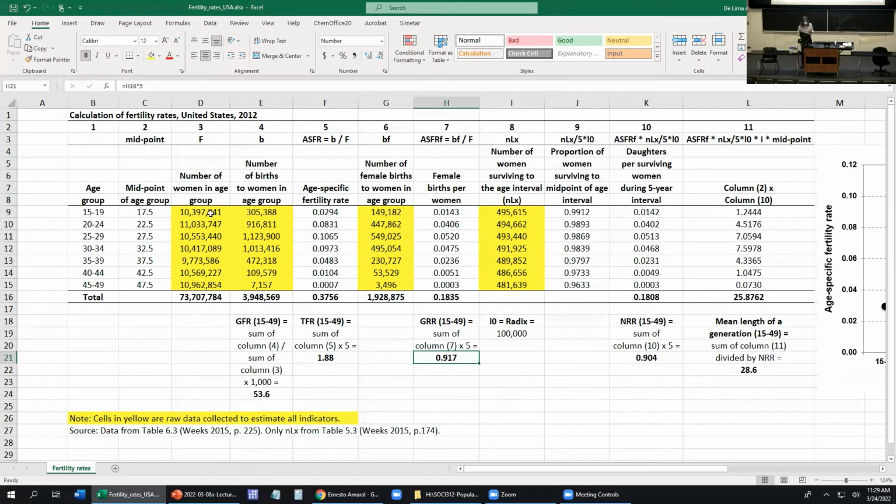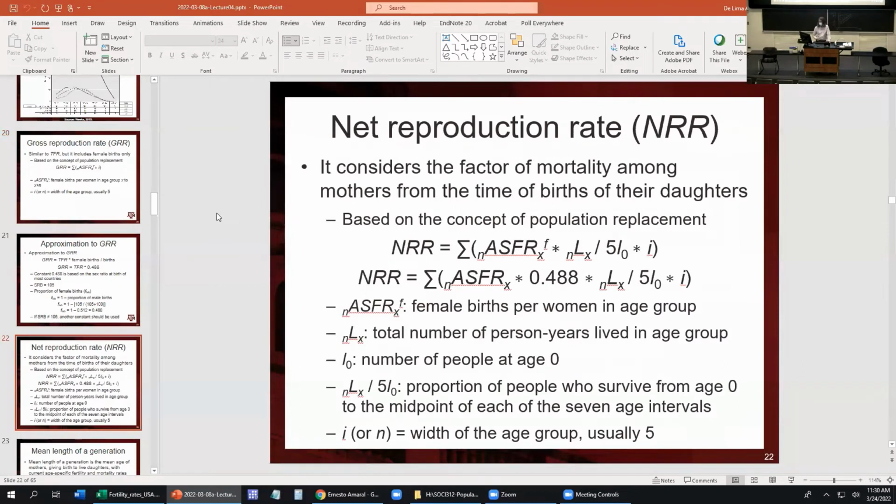But some of these women that we calculate for each one of these age groups will not survive to the next age group. Some of them will die. So we have to take into account the mortality of these mothers. And that's what the net reproduction rate does. It considers the effect of mortality among mothers from the time of birth of their daughters. So mothers can die before they reach the next age group. We have to consider that. And that term, the term that considers the mortality of these mothers, is exactly this one here.